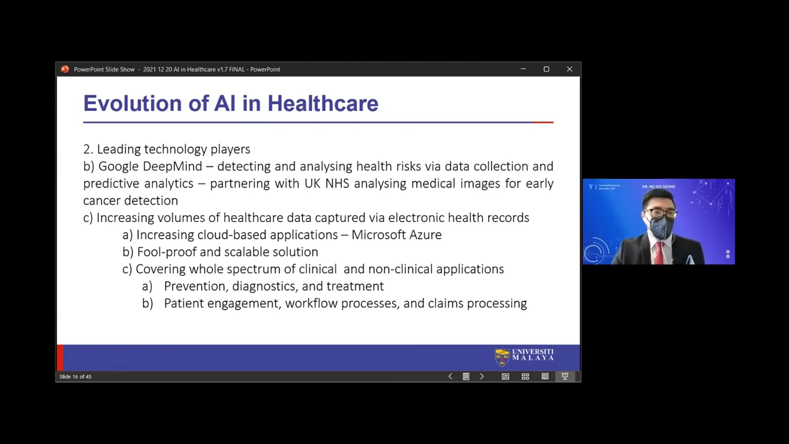And there are other areas, for example, Google DeepMind, which has been looking into detecting and analyzing health risks using collected data and advanced predictive analytics. They have partnered with the UK NHS to analyze all their medical images, hopefully to be able to detect cancer even earlier than usual. And this is all made possible because of the increasing volumes of healthcare data captured via electronic health records, where we have increasing cloud-based applications, for example, the Azure platform by Microsoft, which is also a foolproof and scalable solution and covers the whole spectrum of clinical and non-clinical applications currently, including prevention, diagnostics, treatments, patient engagement, workflow processes, and claims processing.